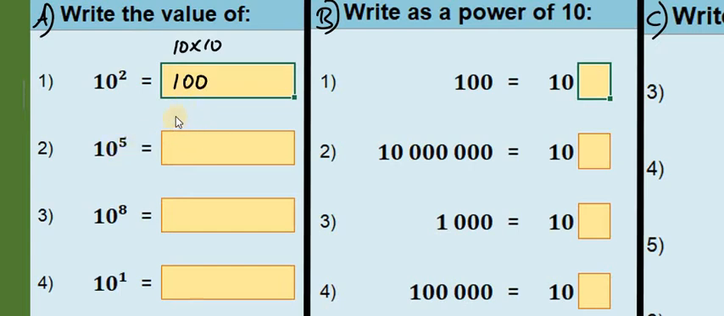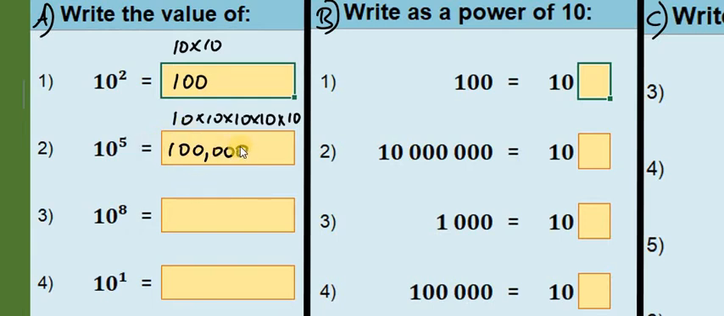10 to the fifth power simply means that we are multiplying 10 by itself. How many factors do we have? 1, 2, 3, 4, 5, indicated by the power of 5 here. So this number in the top right is known as the power or exponent or index. Now since we have 1, 2, 3, 4, 5 factors of 10, this will give us 100,000.